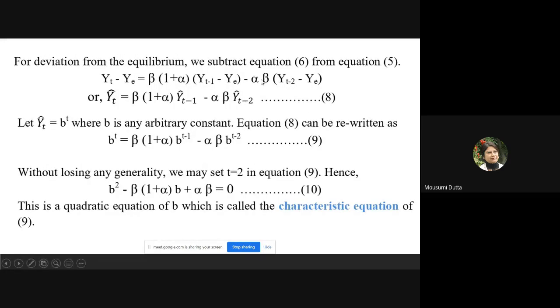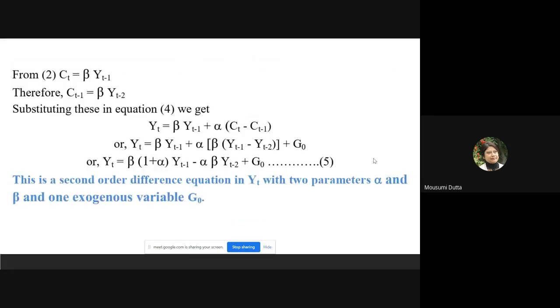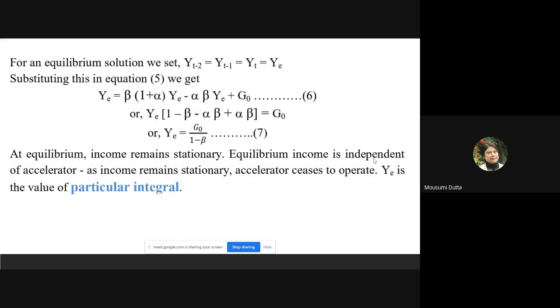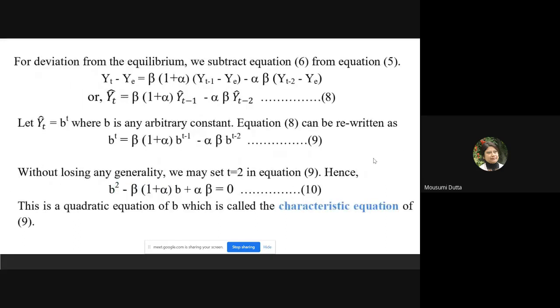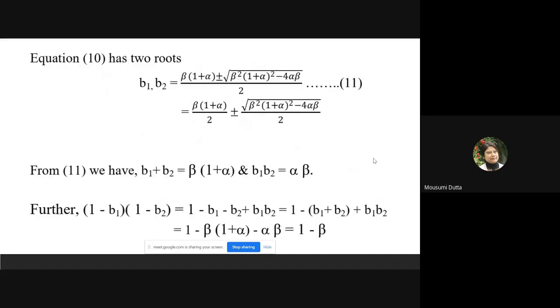If you look at this equation in terms of the characteristic equation, the coefficient associated with b to the power t minus 2 is nothing but alpha beta. The absolute value of the coefficient is alpha beta. Better to consider the original equation, which is equation number 5, and check what is the coefficient associated with yt minus 2.